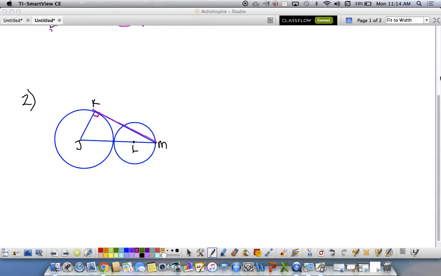The radius of circle J is 8 meters, so we know J to K is 8 meters. We know J to this circle is 8 meters, okay? The radius of circle L is 6 meters. So here to here is 6, and here to here is 6, okay? Can you find the area of triangle JMK to the nearest square meter? So we're trying to find the area of a triangle, yes?